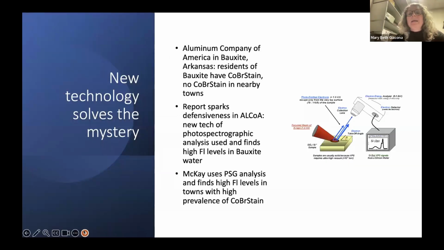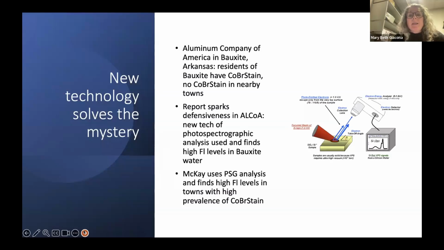So a serendipitous new technology really led to figuring out what was going on here. There was an aluminum company, the Aluminum Company of America in Bauxite, Arkansas. And this aluminum company started to get blamed for the rise of Colorado brown stain in Bauxite residents. And there was no Colorado brown stain seen in nearby towns.